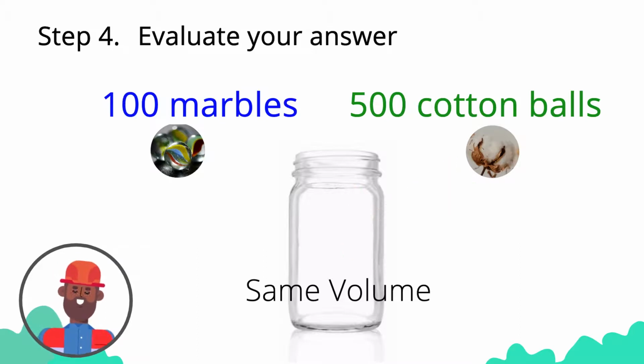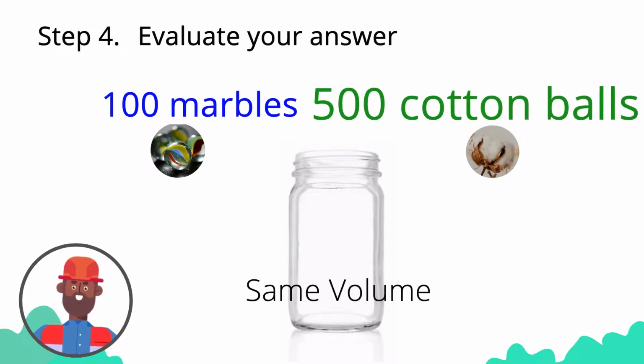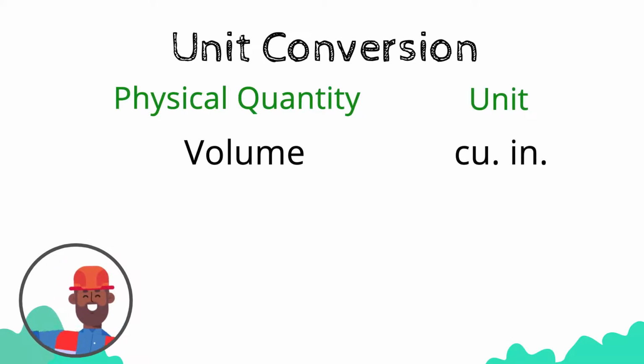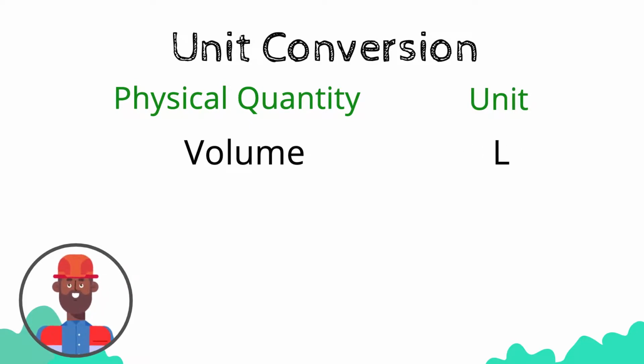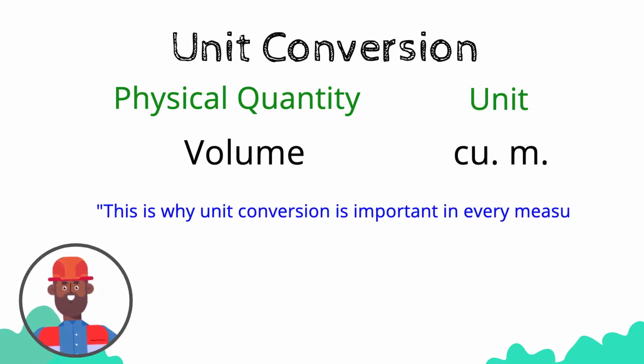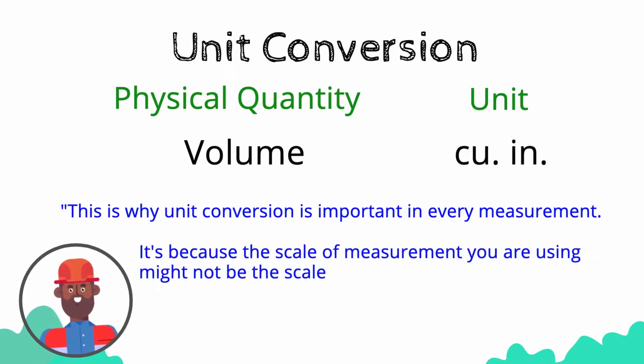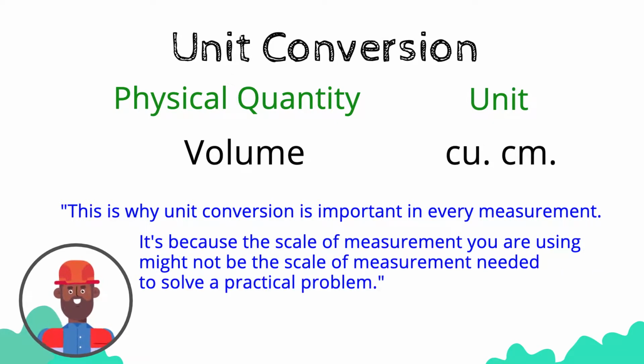The only difference is that one expressed its volume by 100 marbles, and the other one expressed its volume by 500 cotton balls. In other words, in unit conversion, we just change the scale of the measurement of an object. But its physical quantity, like the volume, must be the same. This is why unit conversion is important in every measurement. It's because the scale of measurement you are using might not be the scale of measurement needed to solve a practical problem.